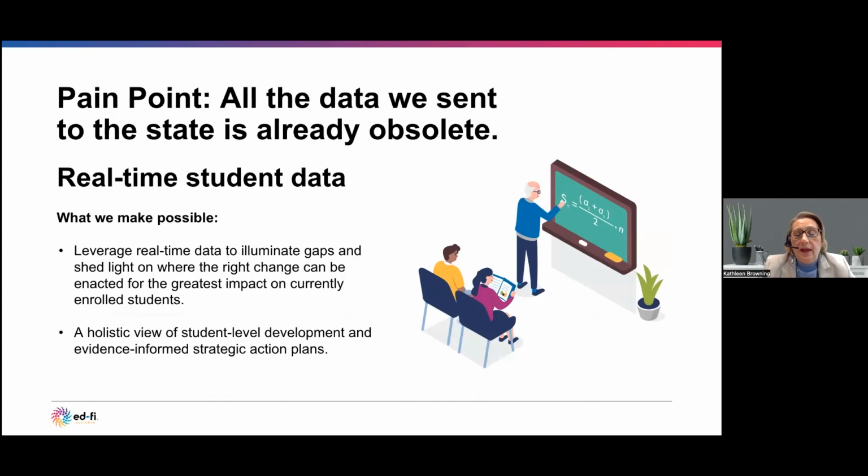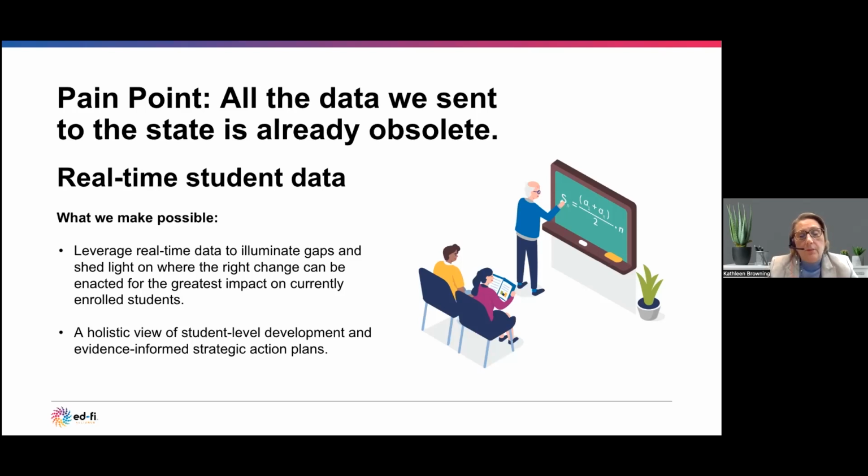Another pain point that we have from districts is that they send their data to the state for state reporting, but by the time they get their reports back from the state, the students have already left the school for the end of the school year. They've already left your school grade, they may have left your campus, as well as they may have left your district. So having an operational data store that is powered by the EdFi data standard and the API, again, allows your third-party vendors to send your data in real time.